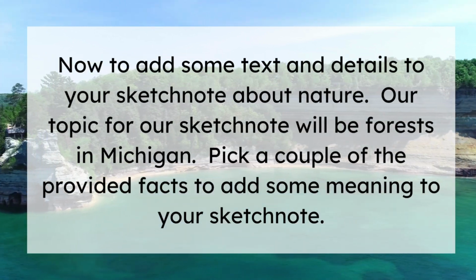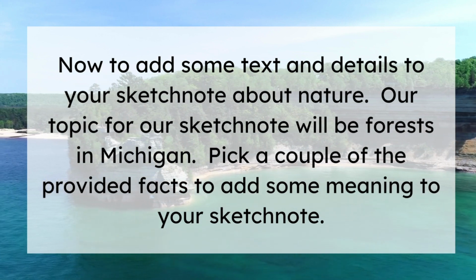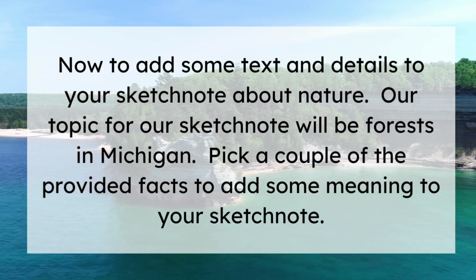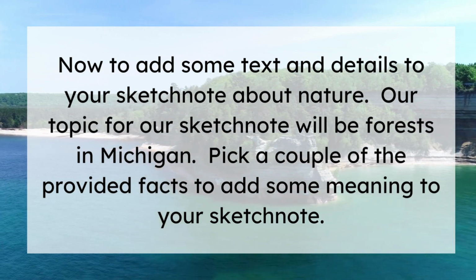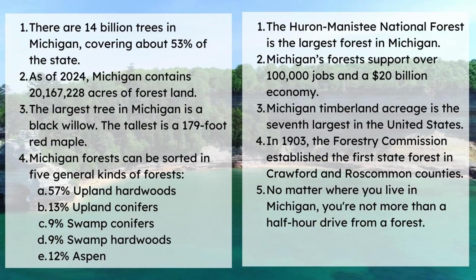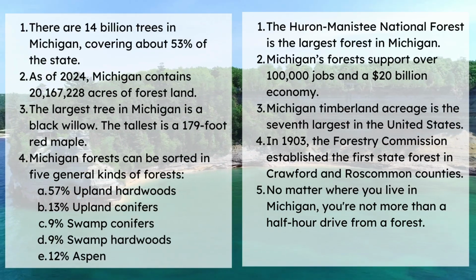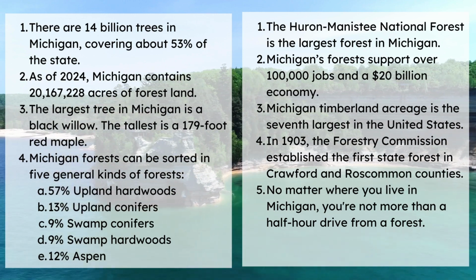Now to add some text and details to your sketchnote about nature. Our topic for the sketchnote will be forests in Michigan. Pick a couple of the provided facts to add some meaning to your sketchnote. Number 1. There are 14 billion trees in Michigan, covering about 53% of the state.